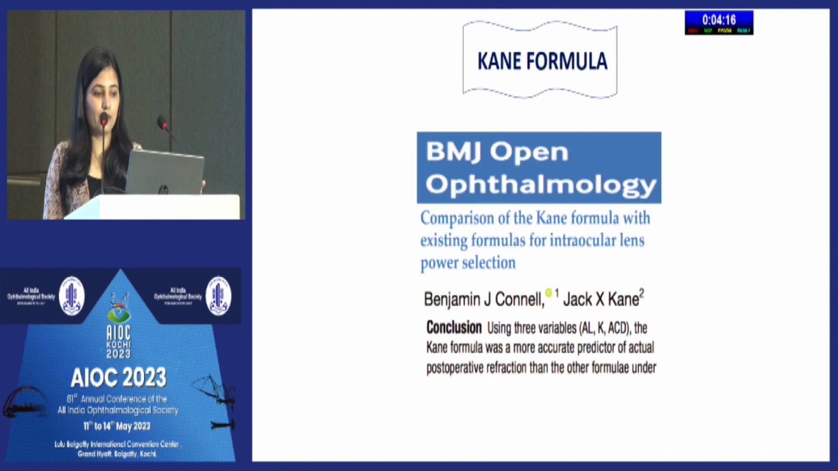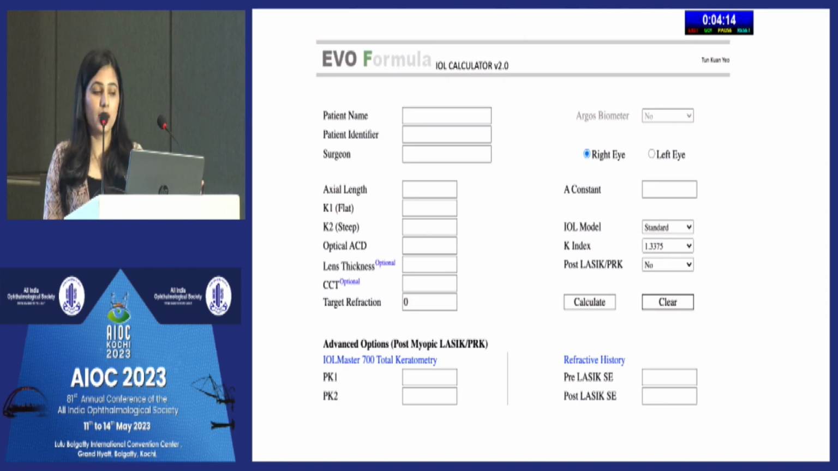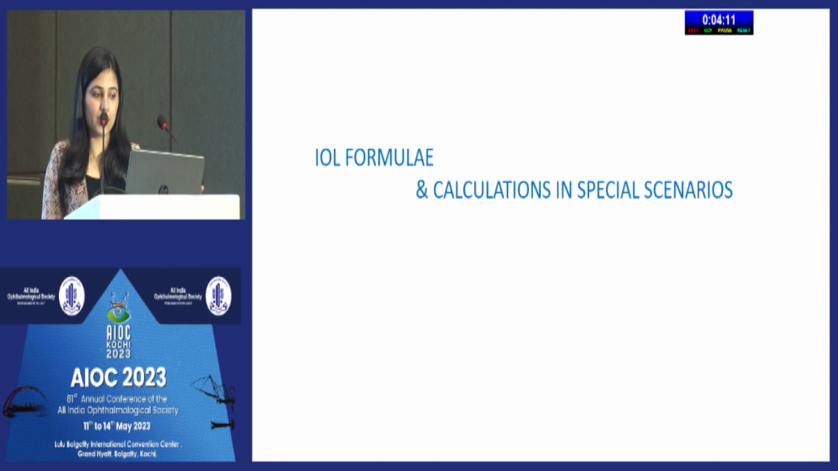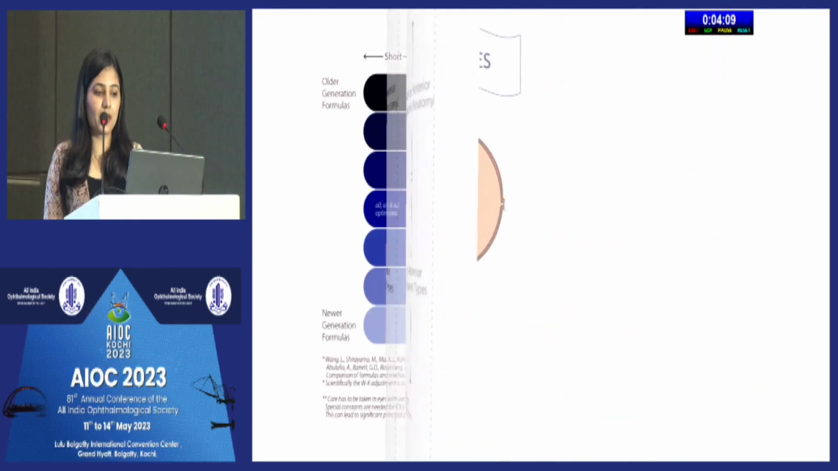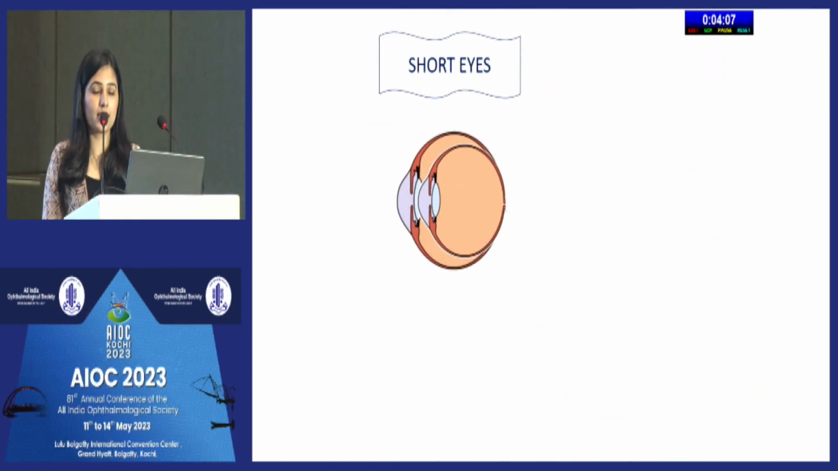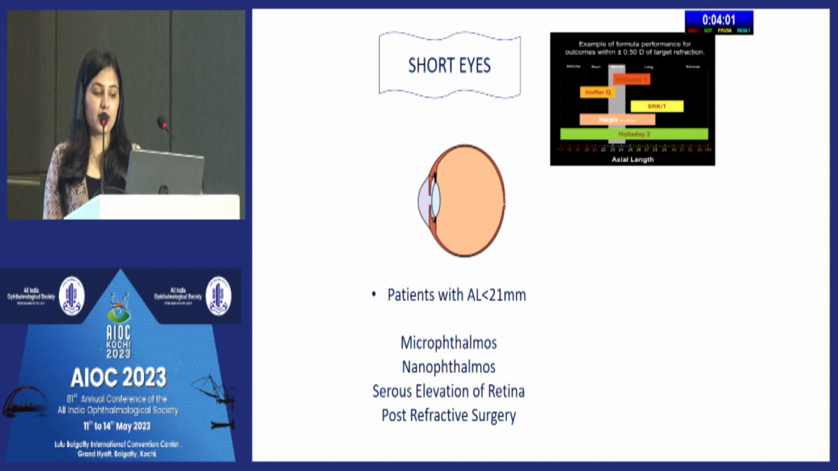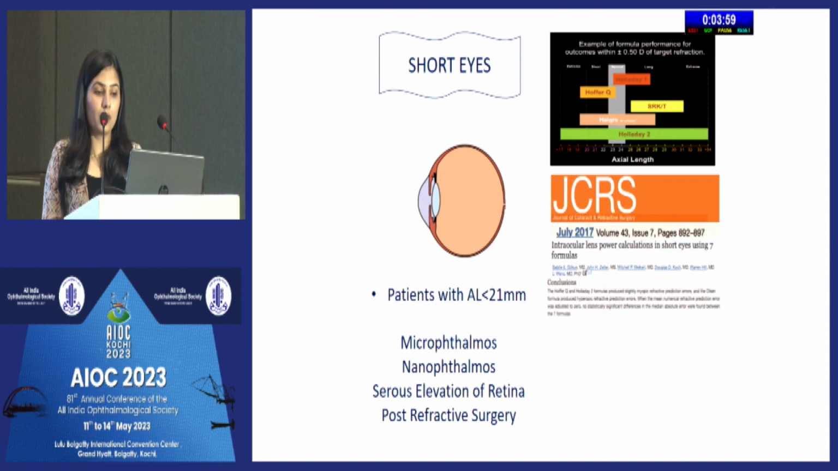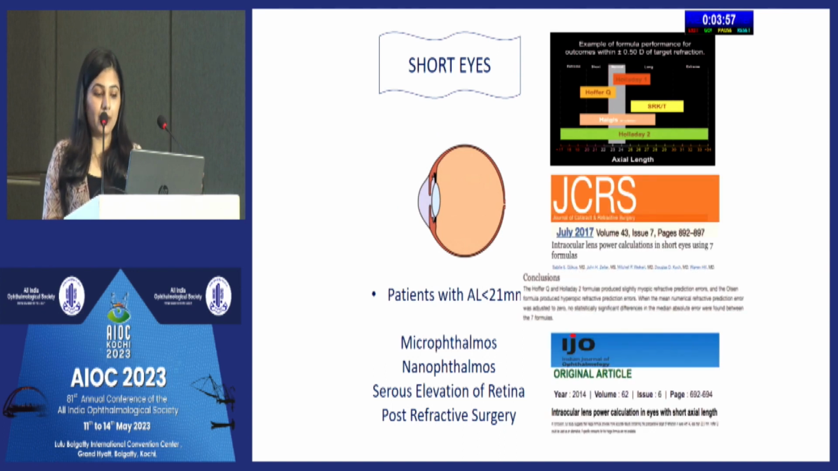Super Ladas formula, Kane formula, and EVO formula are the recent formulas which also work really well. So coming to specific situations like short eyes, long eyes, and post-refractive surgery eyes. For short eyes with axial length less than 21 mm, Hoffer Q was fairly accurate, but now most people prefer Barrett's Universal 2 as it gives more accurate results.